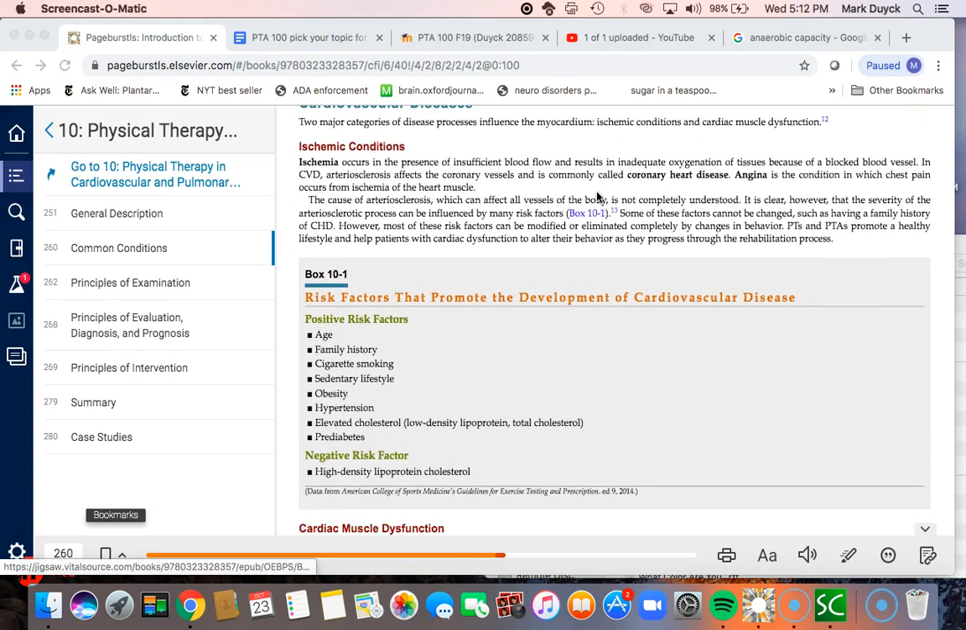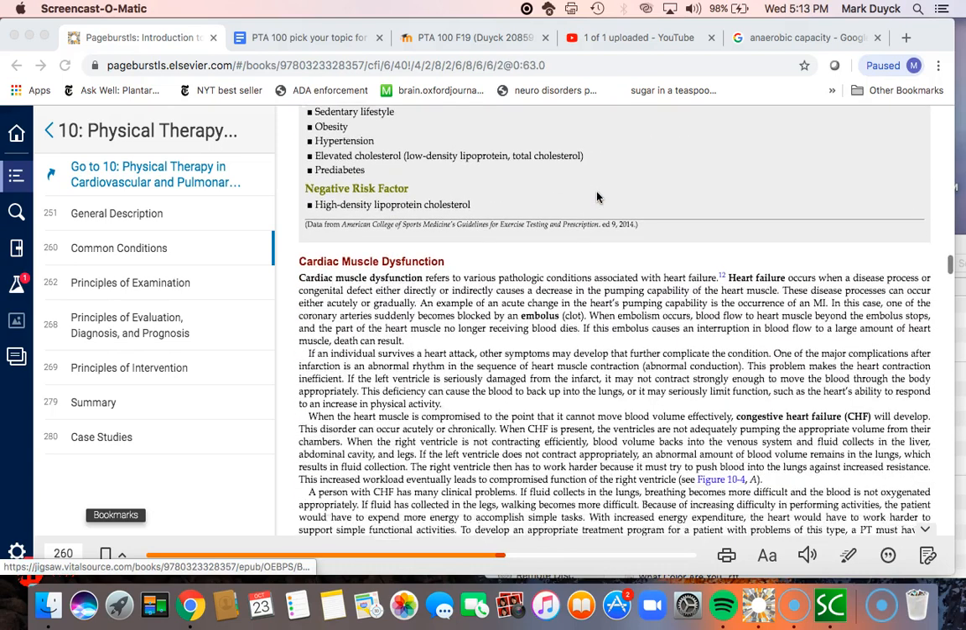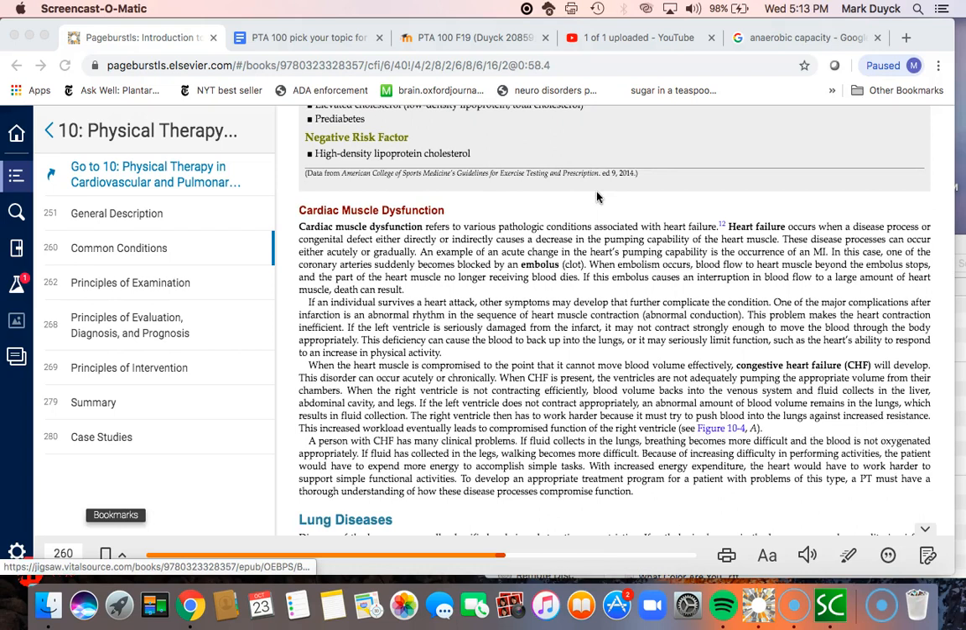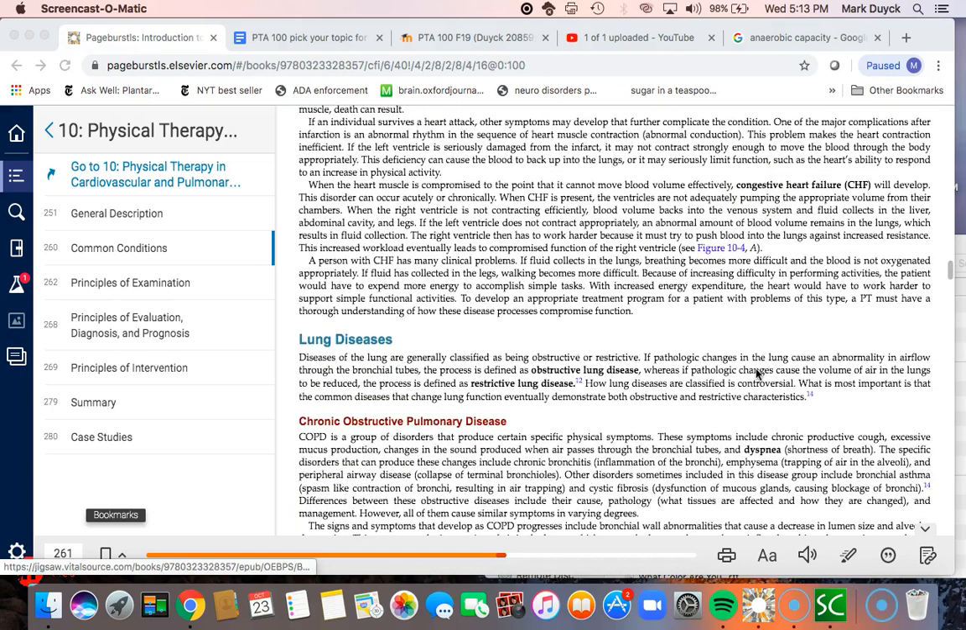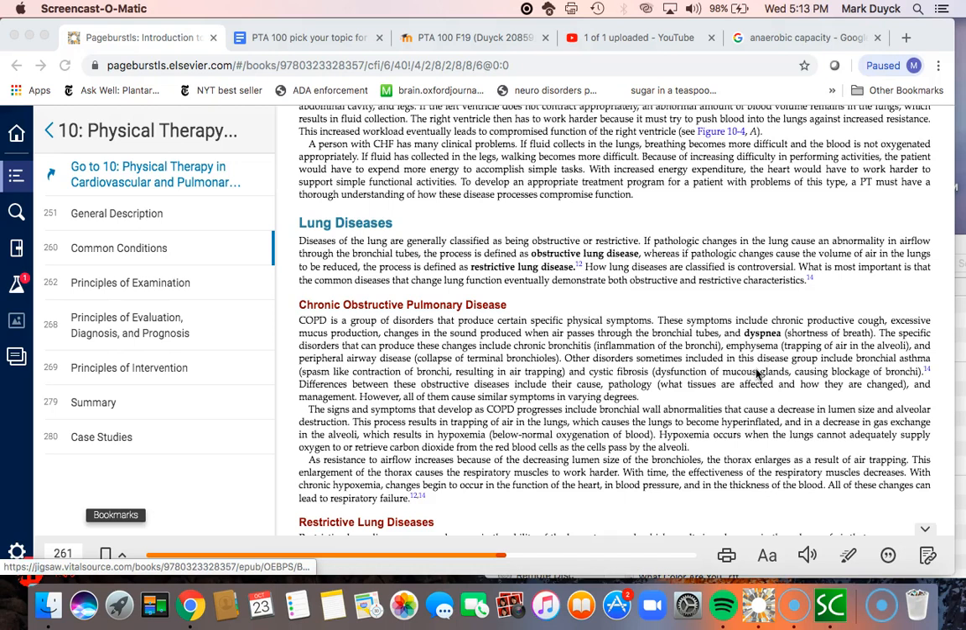You want to know the definition of ischemia, related to inadequate blood flow, and coronary heart disease, and what angina is. It's important to know those basic definitions, because you'll see them on charts and in regards to health conditions. Know the basic definition of cardiomuscle dysfunction, heart failure. Know what congestive heart failure is, and then the difference between obstructive and restrictive lung diseases. And we'll talk about that more in 103, but the basic definition of both is important.